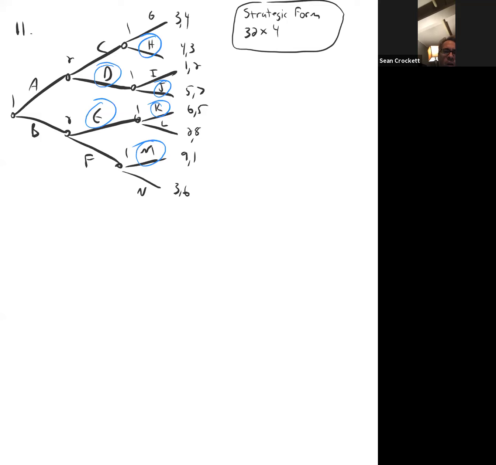And now player one knows she's going to get 5 by playing A, and she's going to get 6 by playing B, so she plays B. And so the SPNE is for player one's strategy to be B, H, J, K, M, and player two's strategy D, E. That's the unique subgame perfect Nash equilibrium of this game. But just remember, this is only one strategy for player one of the 32 strategies that player one has available. So there probably is a ton of Nash equilibria in this game that aren't subgame perfect.